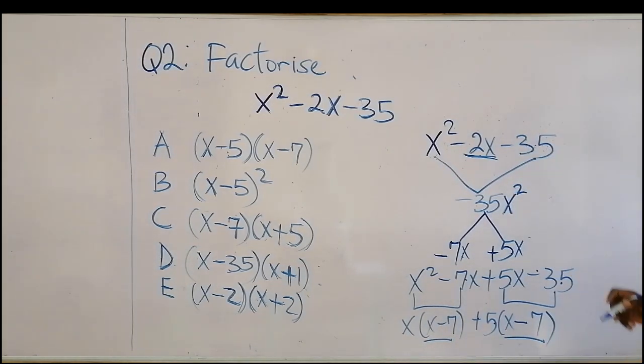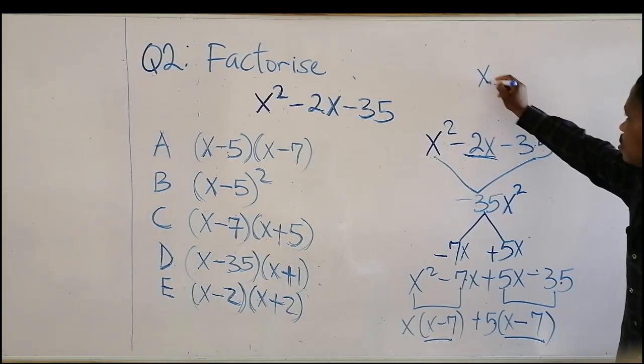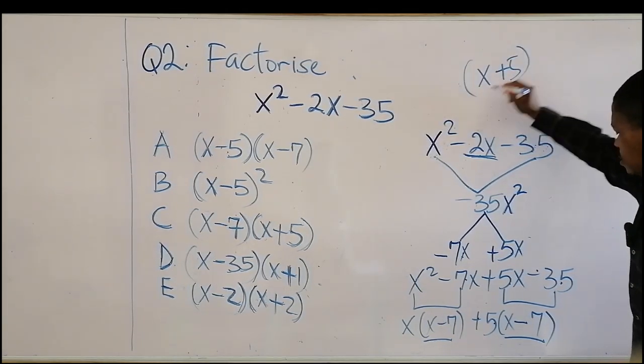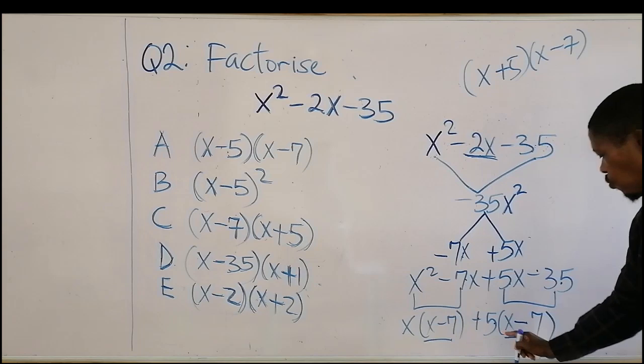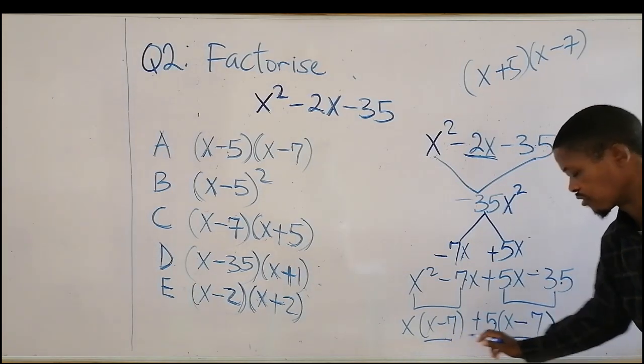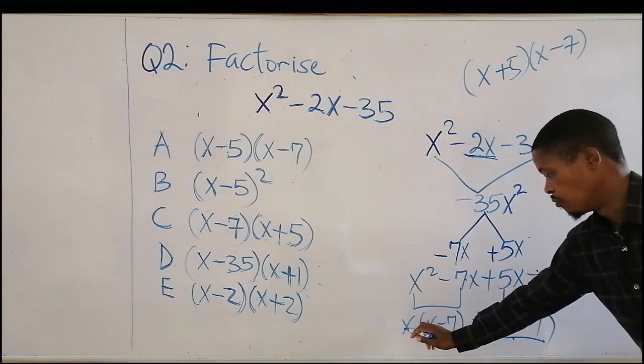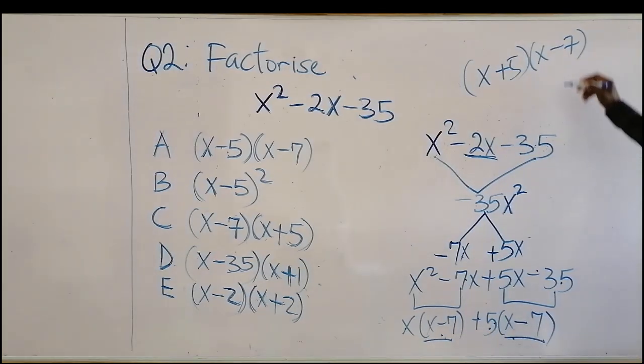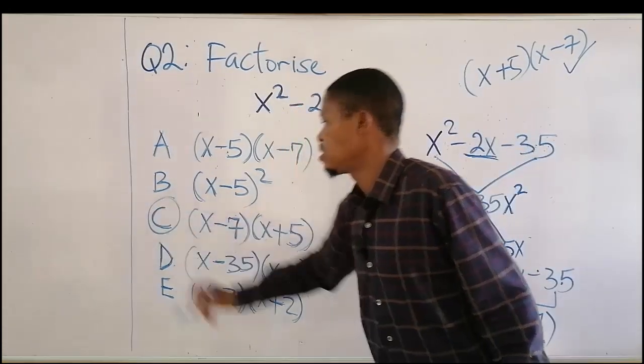So you take one of that. So your final answer is x plus 5 times x minus 7. You take one of those 2 linear factors that are the same and then combine with x plus 5. So that's that on this question, and that is option C. So C is the answer.